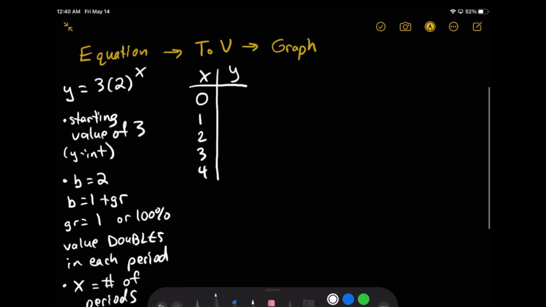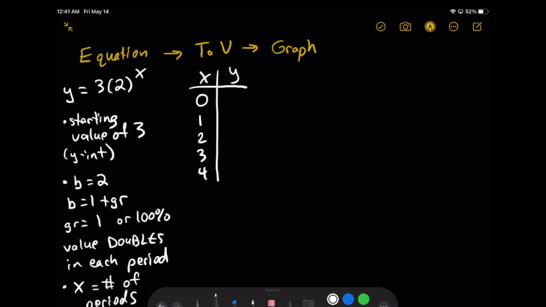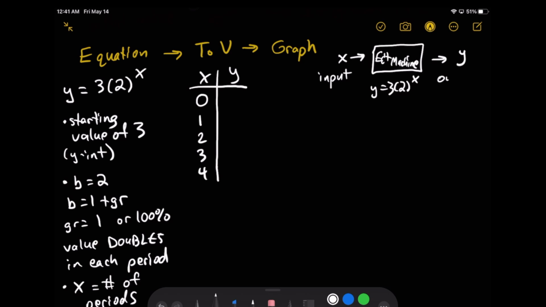And so just to review, what do we do when we're working with an equation? X is my input. Those are the values that I choose. I put them into the equation machine, where it does a calculation. And in this case, the calculation is y equals 3 times 2 to the power of x. And then my y value comes out, and that is my output. So I choose values for x, just a few specific ones, and then I can plot them on my graph and connect the curve and all that good stuff.